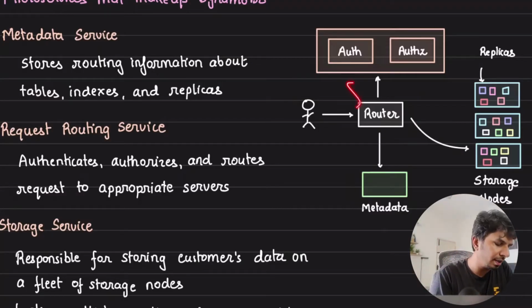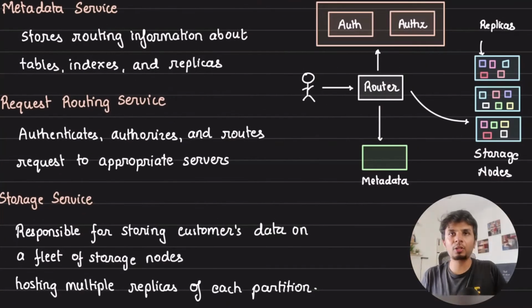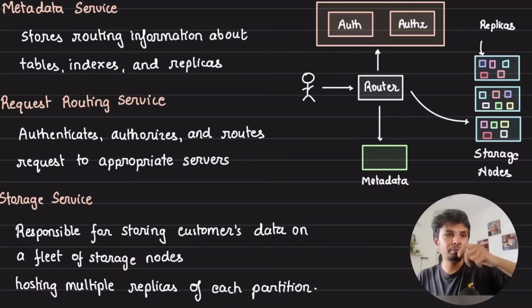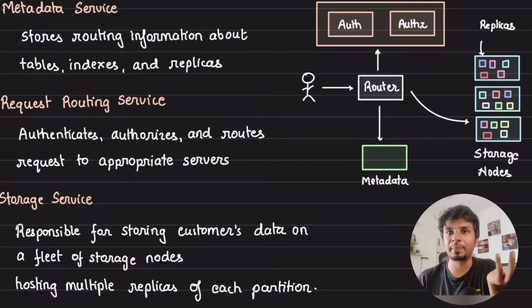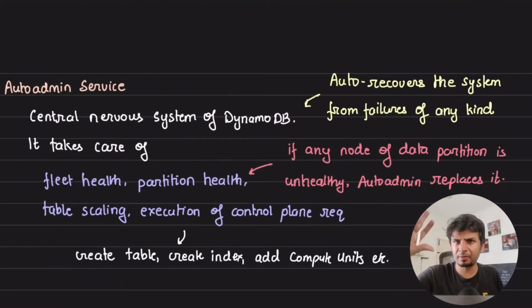So request routing is the front facing thing where all the requests come in. Storage service is the one that takes care of all the storage across storage nodes and replication, ensuring that the replication factor for each partition is met. All of that goes on the storage side of things, right? We'll talk about each one of them in detail.